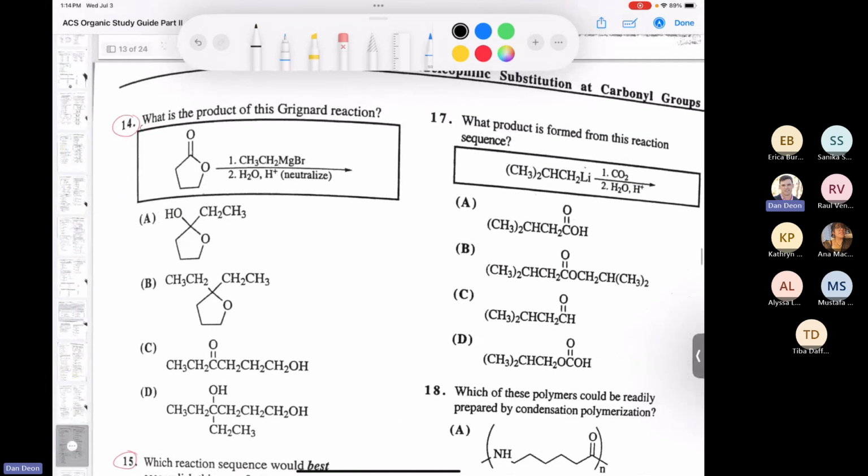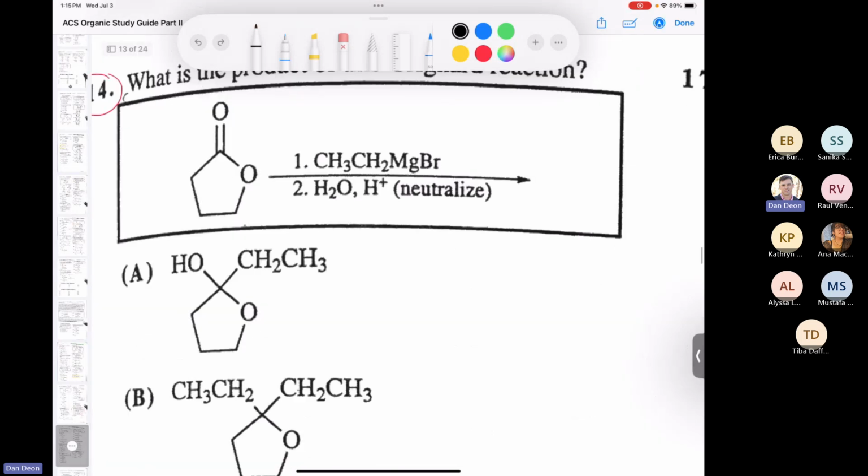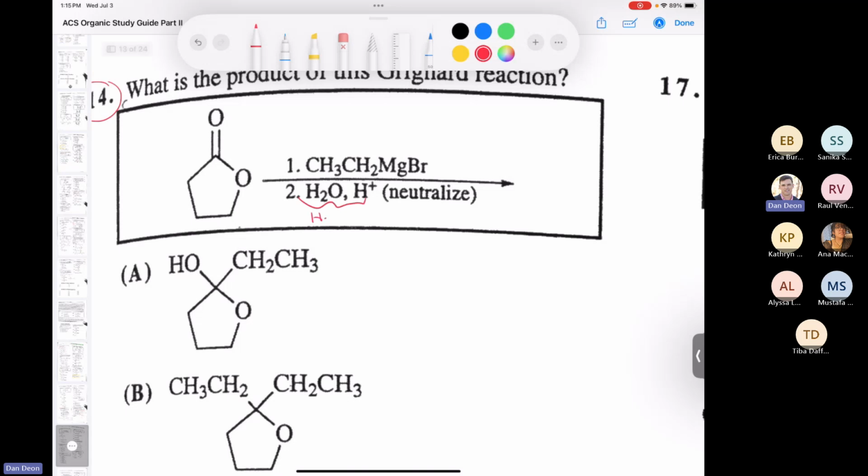Like this reaction here. We're taking this compound here, and then we're treating it with ethyl magnesium bromide. And remember that when you mix water and H plus, that's another way of saying H3O plus. Could I ask you, and this is not me trying to fool you or trick you, what functional group is shown in this ring? What functional group is in here? How would you describe that functional group?